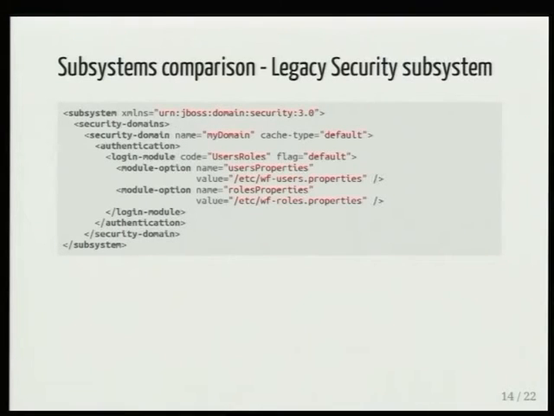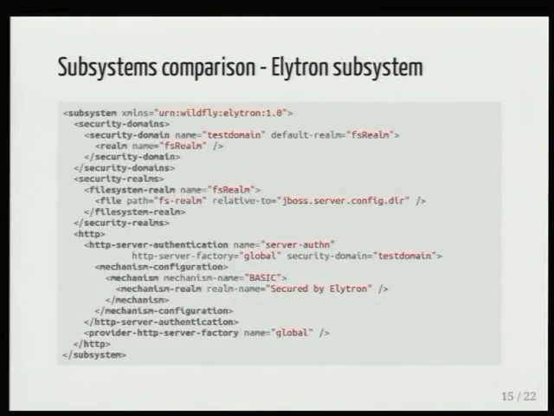And if we look into the configuration, how it looks like, usually in legacy security subsystem, you have security domain, which contains references to login modules with some configuration of authentication. The Elytron subsystem has something similar. It has security realms with the user population, security domain, which references the security realm, and then, for example, HTTP authentication, which references security domain, or SSL authentication, which references security domain.